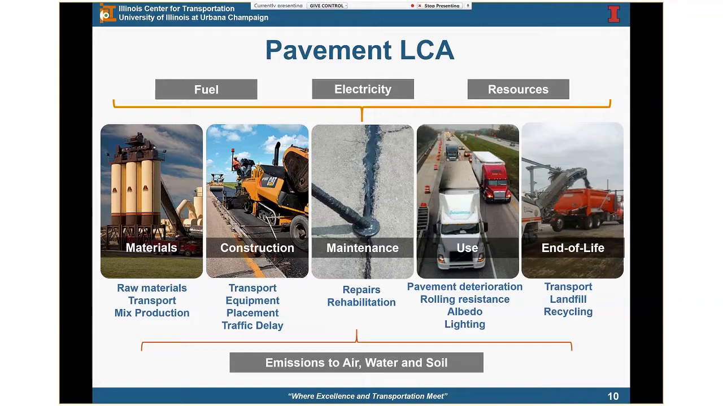The biggest contributor is usually the use phase, because that's where the vehicle is using the road, and there are many impacts coming from the pavement itself, such as the rolling resistance, the albedo, the lighting. Usually this constitutes a big part of the life cycle assessment for pavements. Then at the end, we're either going to put this in a landfill or recycle it or both. So that also involves transportation as well as the use of equipment.